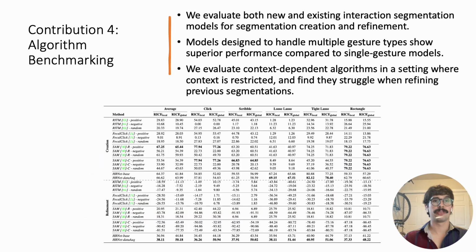Finally, we evaluate both state-of-the-art existing interactive segmentation methods as well as newly proposed models by us for the settings of segmentation creation, so just starting from a plain image, and segmentation refinement, where we want to refine some previous segmentation to make it closer to the ground truth. Overall, we find that models that were designed to handle multiple gesture types, such as our proposed methods or Segment Anything, show superior performance when using different gesture types compared to single gesture models, such as RITM or FocalClick, which are only designed to support clicks.